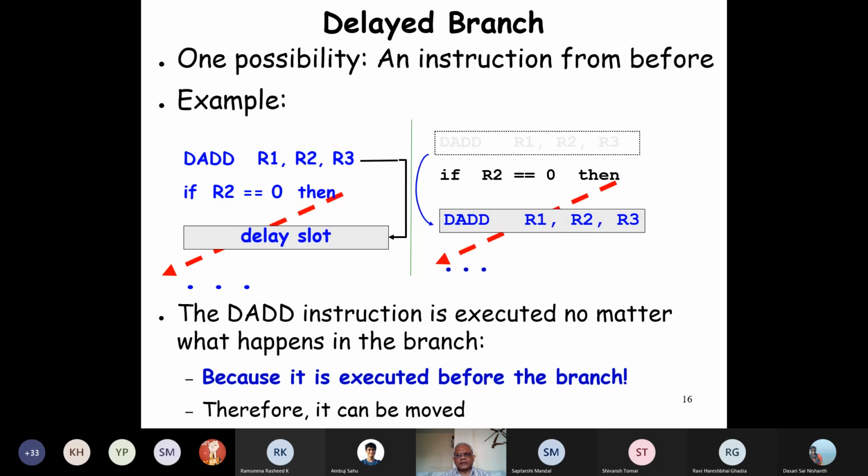Now let's look at this code: let's say if R2 equal to 0, then jump to the target. And let's say there is only one delay slot for some processor. It's not the MIPS processor, some processor with a single delay slot. So what we can do is look at this add instruction before the branch. This will anyway get executed. So can we transfer this here to the delay slot? Okay, we have transferred it here.